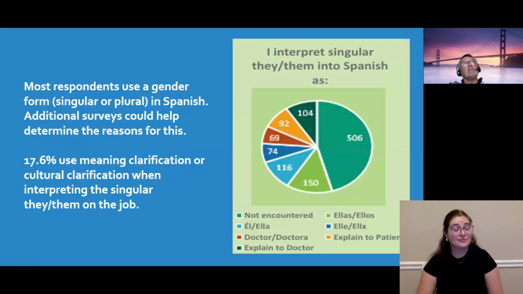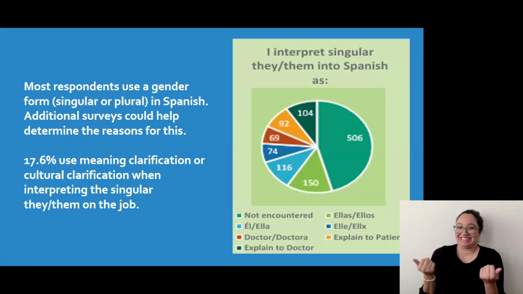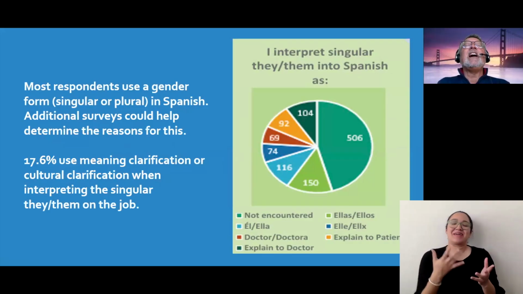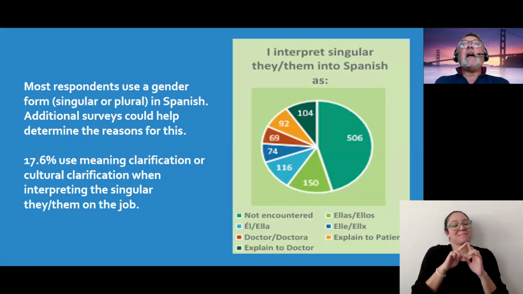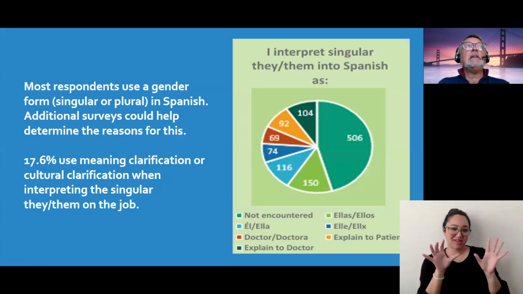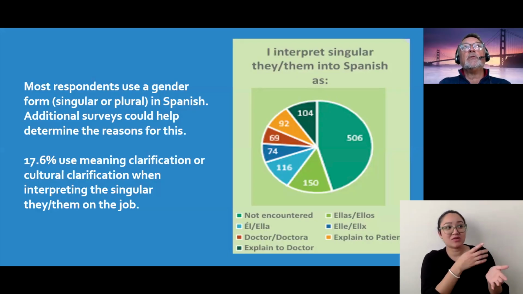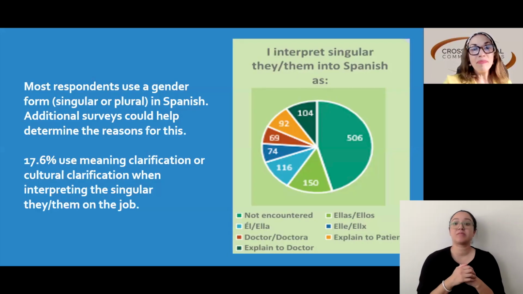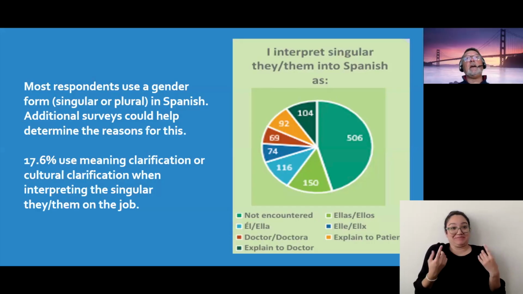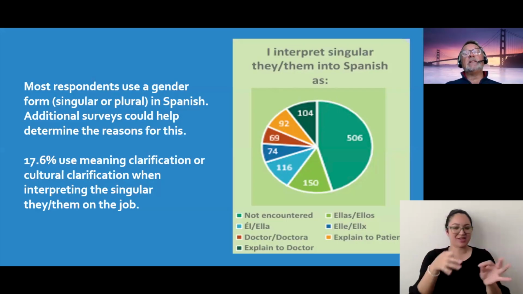And there's no right answer because I don't like to tell people how to interpret. What I do is I will do some cultural clarification. I would transparently intervene and ask the speaker if the doctor they're referring to is a male doctor or a female doctor. That's what I do. I'm not telling you to do that. You need to find your own path. But that's what I do.